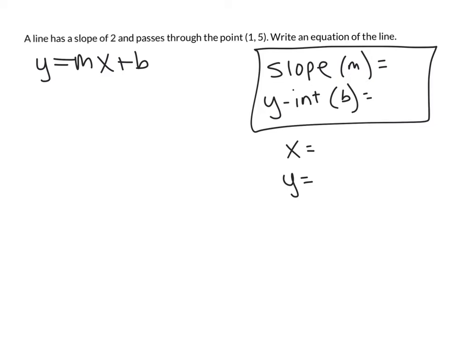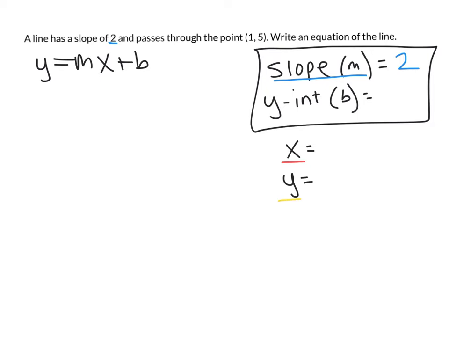So we know we need a slope. So I'm looking for a slope m, and it says here a line has a slope of 2. So I already have that answer, a slope of 2. And it passes through the point (1, 5). It doesn't mention anything about a y-intercept. So now I'm looking for an x and a y.